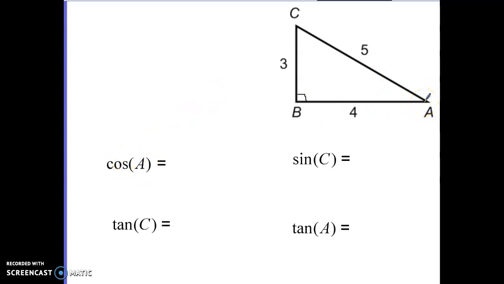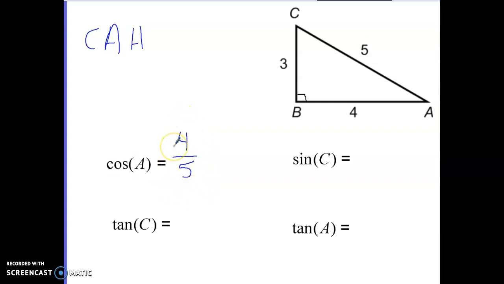And then I remember my phrase, SOHCAHTOA, CAH, that's adjacent over hypotenuse. So I'm going to go to angle A. Adjacent side is 4. And the hypotenuse, that's the one across from the right angle. So here's my right angle. This time my right angle is at B. And so the hypotenuse is there. It's number 5.